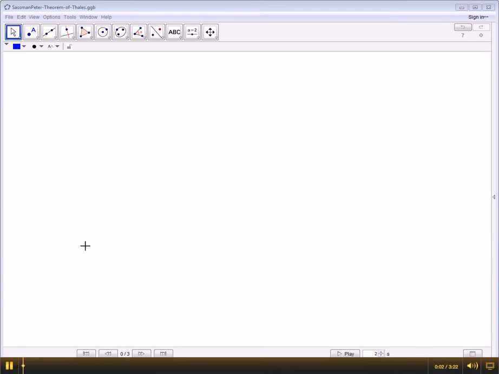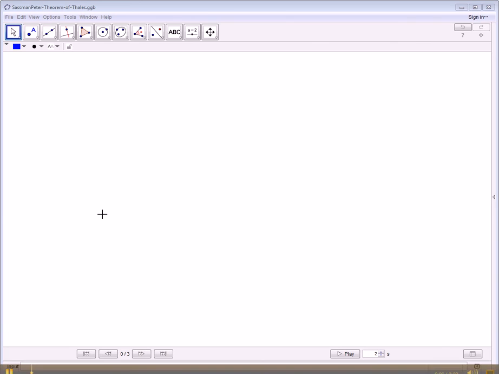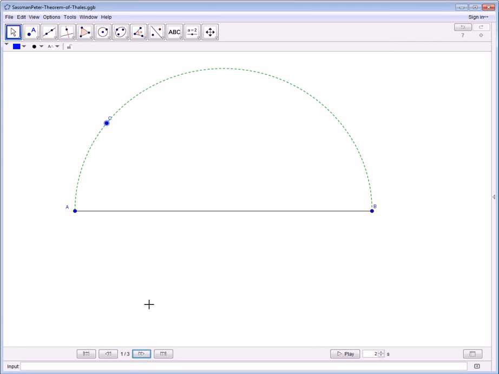Hello. Today we're going to be looking at the theorem of Thales. This would be investigating the angles in circles. So to start, we're going to create a semicircle, and we have A and B, which are the endpoints of the diameter of the circle. And we'll have some point C here that lies anywhere along this semicircle.